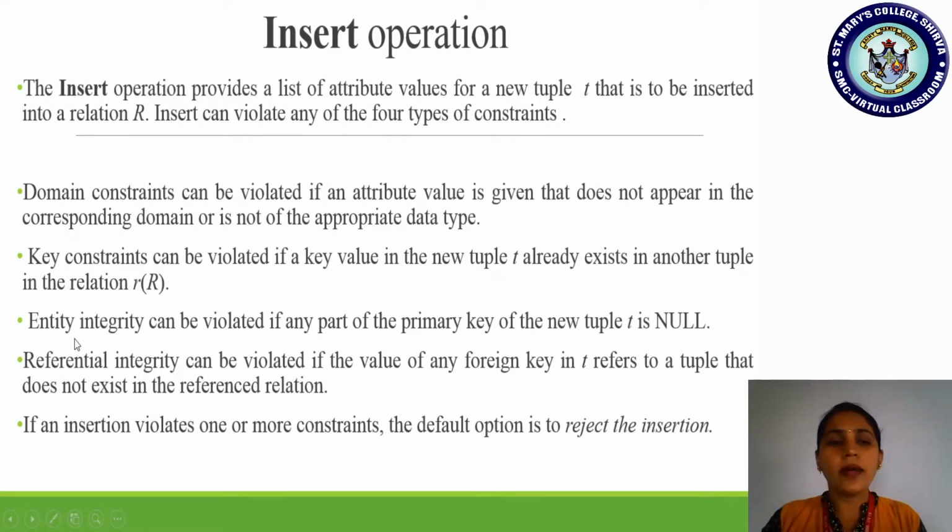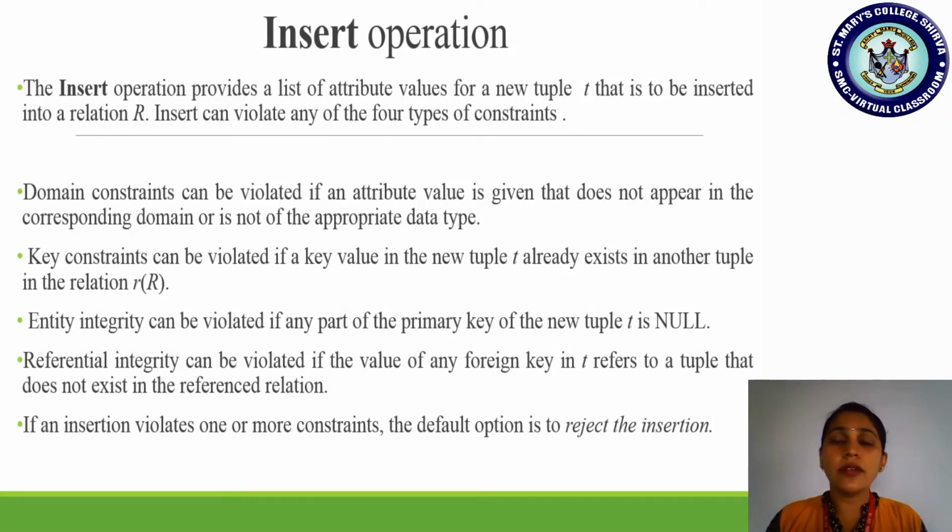Yes. So the third one is the entity integrity constraint. Entity integrity can be violated if any of the primary keys of the new tuple T is null. So we know that if we choose any attribute as a primary key, it should be filled with values. None of the primary key attribute values should be null. We cannot leave the cell empty.